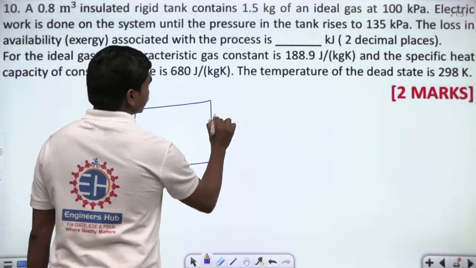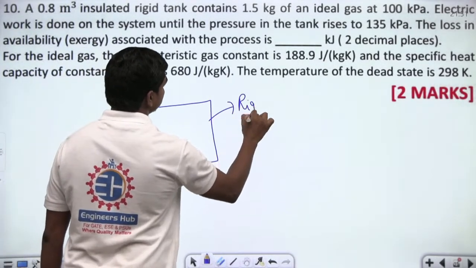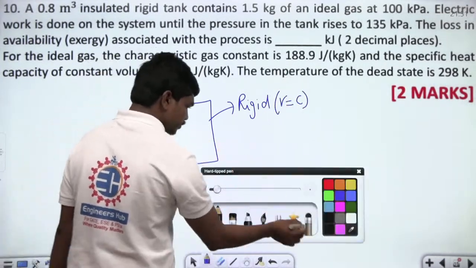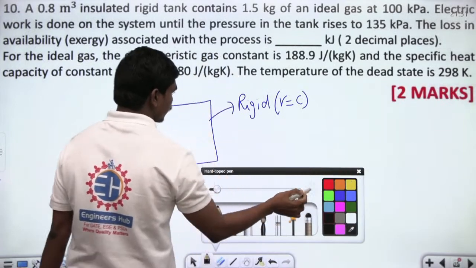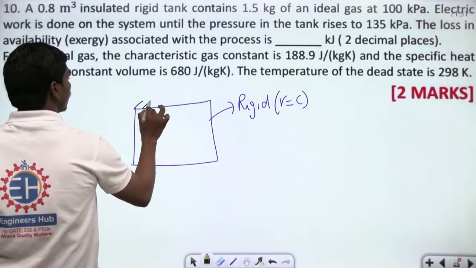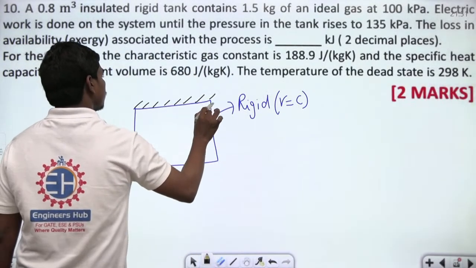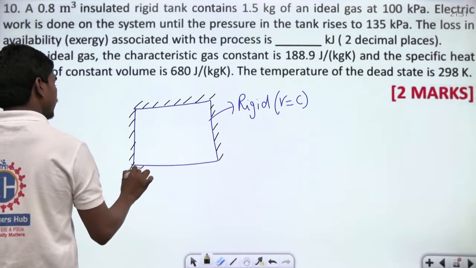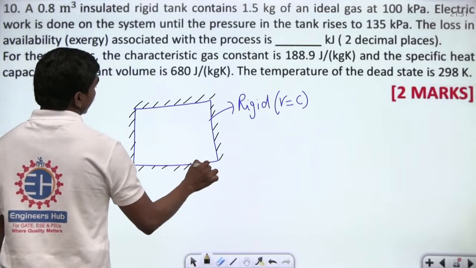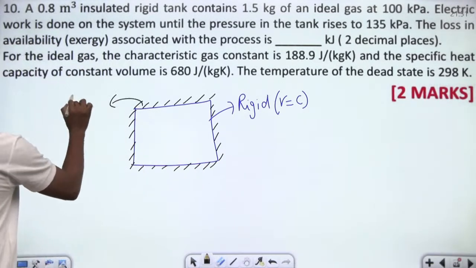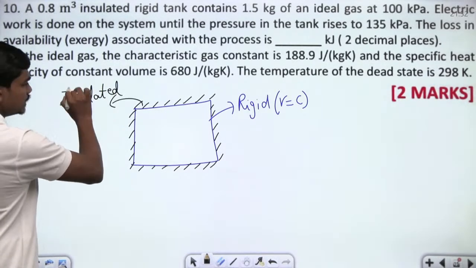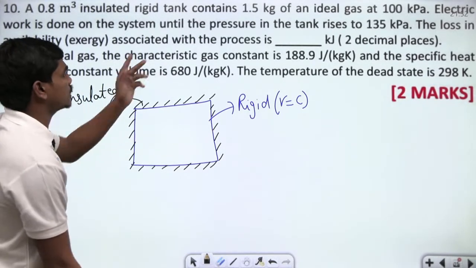What is the meaning of rigid? This is rigid, which means your volume is constant. Next, volume is constant. And of course, this tank is insulated. So now, what is being done? This is insulated. So the tank is insulated, which means no heat can be exchanged from the surroundings to the tank or from the tank to the surroundings.